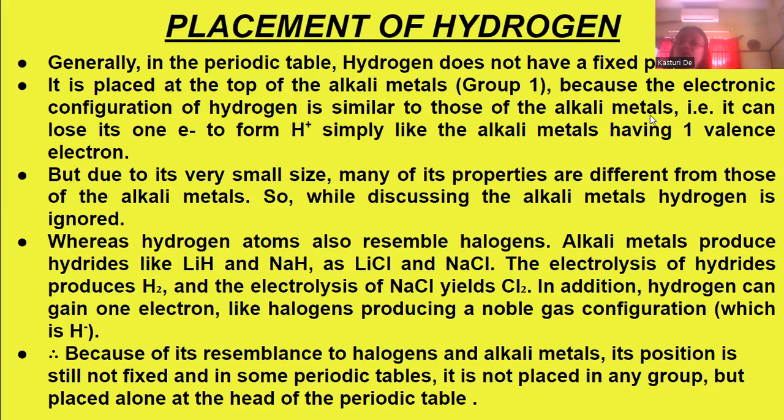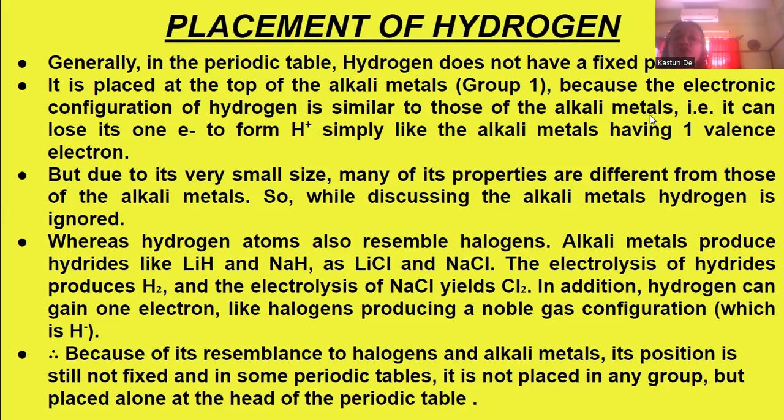Whereas hydrogen atom also resembles halogens, and that's why it is present in the 7A group, okay, with the halogens. Now, alkali metals produce hydrides like halogens. Okay, lithium hydride, sodium hydride, lithium chloride, sodium chloride, like that. The electrolysis of hydrides produces hydrogen, and electrolysis of sodium chloride produces chlorine. Okay, so very similar properties with the halogens.